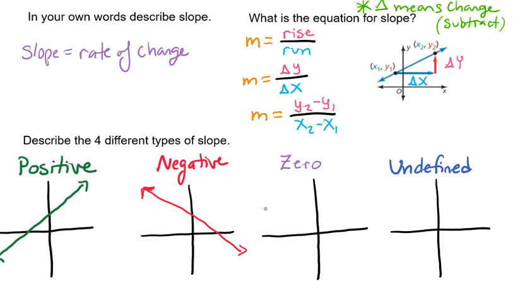Zero slope is going to be flat, like a flat line, meaning that there's no rise. All it does is run. And our undefined slope is going to be a vertical line. So here, there's no running, but our slope rises and falls. So when we have zero slope, that means that we're going to have a 0 over some number. And our undefined slope means that we'll have some number over 0, which you can't have. It's undefined.